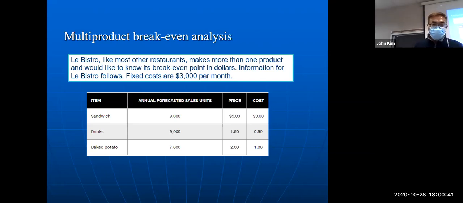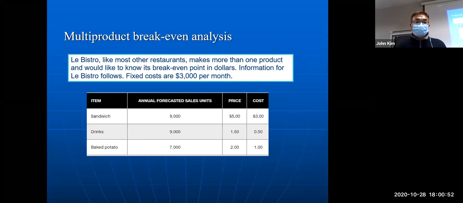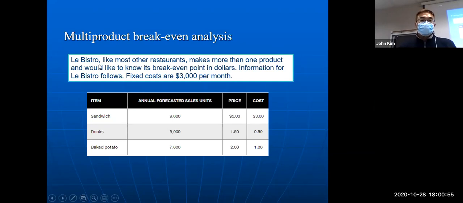Okay, last week we stopped here, I believe. Multi-product break-even analysis. Example: Le Bistro, like most other restaurants, makes more than one product and would like to know its break-even point in dollars. Information for Le Bistro follows, and the fixed costs are $3,000 per month.